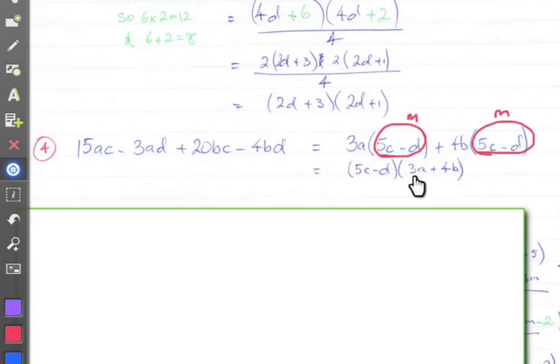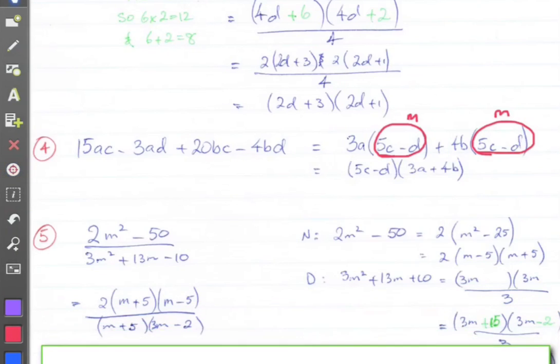Now if you think about expanding the bracket, just to be sure, 3a times this bracket gives that, and 4b times this bracket gives that. So you can check it and make sure it works backwards and forwards. But think about it in terms of these brackets being one big number which can be factorized outside. Okay, let's have a look at the last bit. And this is question 5.